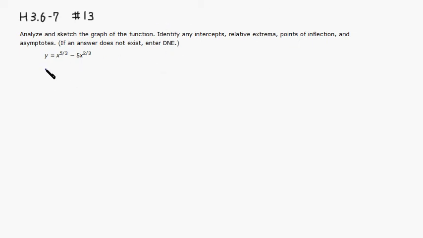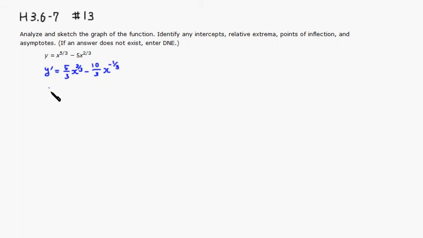So first derivative, we've done it before, but I'll do it again. Right, so we have 5/3 x to the subtract 1, so it's going to be 2/3 power. And then negative 5 times 2/3 is 10/3 x to the negative 1/3.